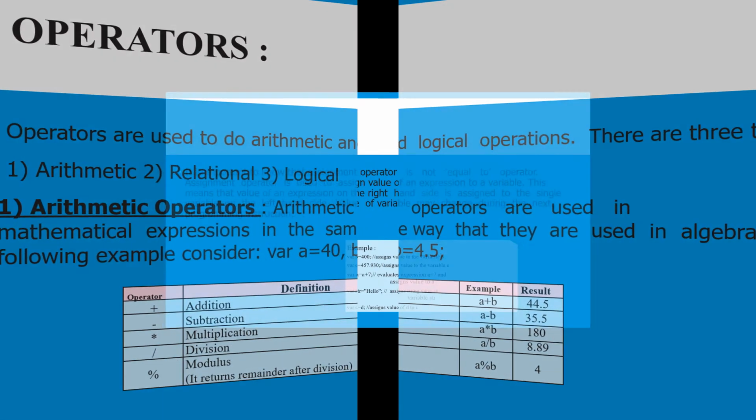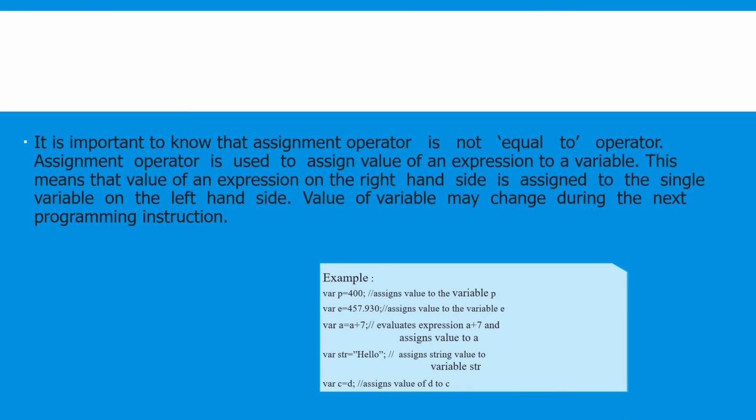The second operators, it is important to know that the assignment operator is not equal to operator. That is, assignment operator is used to assign the values of an expression to a variable. This means that value of an expression on the right hand side is assigned to the single variable on the left hand side. Value of the variable may change, that is important, during the next programming instruction. As I said, value of variable is not fixed, it always changes.